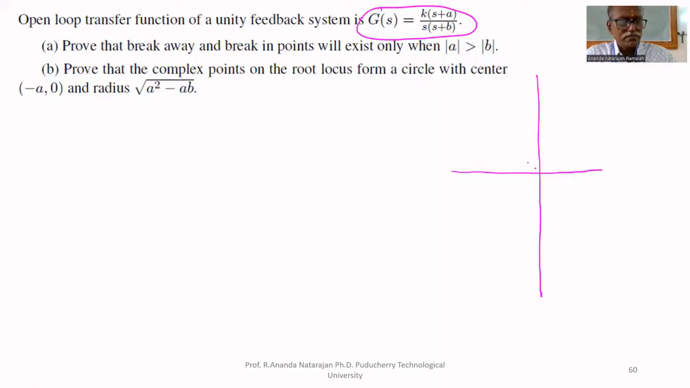One pole is here. What are the poles? Poles are 0, minus B. Zeros are at minus A. One pole at the origin. Sigma J omega, S plane.